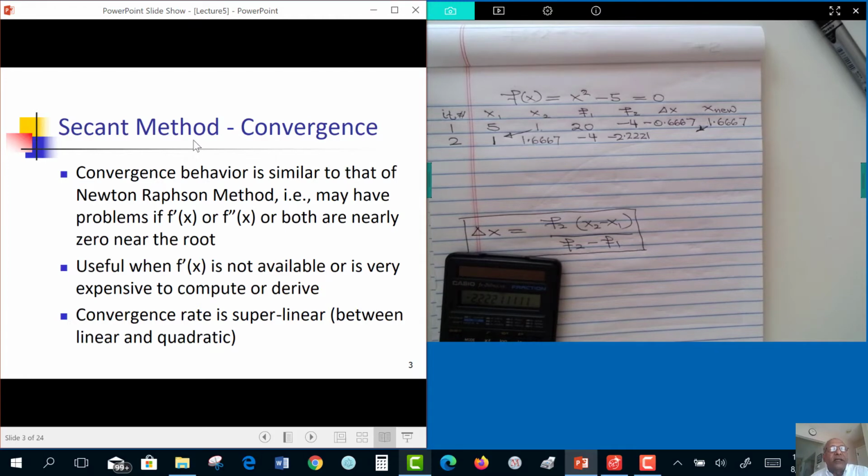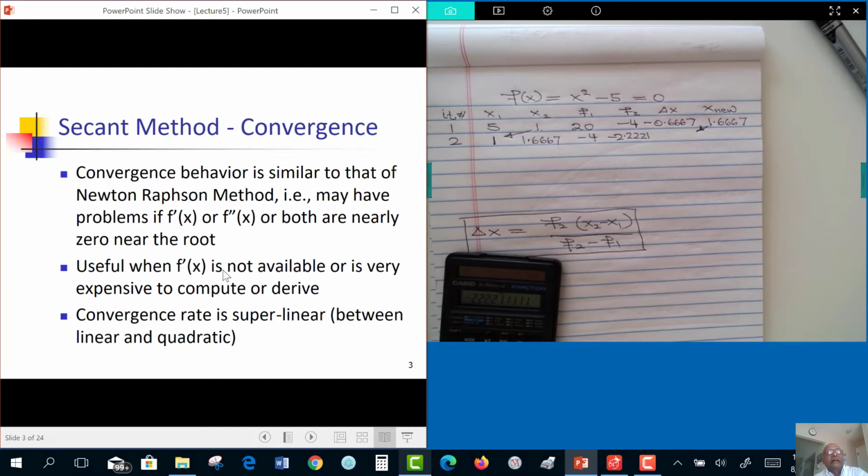So secant method is really where we are just approximating the derivative instead of using the analytical derivative. So convergence behavior is similar to that of Newton-Raphson method, meaning that we may have problems if either the first derivative or second derivative or both are 0 or nearly 0 near the root. This method is very useful when f prime is not available or is very expensive to compute or derive.